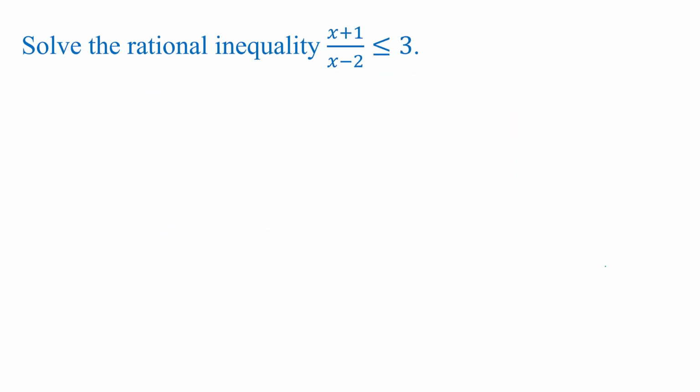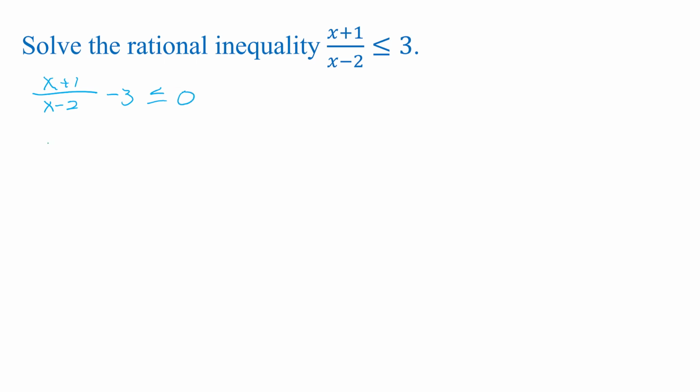Okay, let's go on to solve the rational inequality (x + 1)/(x - 2) ≤ 3. And I want to get a 0 on the right hand side before anything else. So let's subtract 3 from each side to get (x + 1)/(x - 2) - 3 ≤ 0.